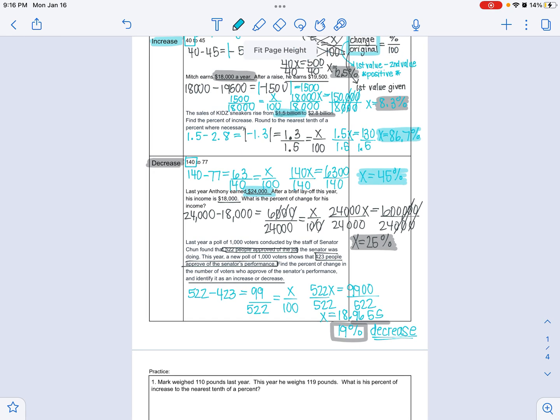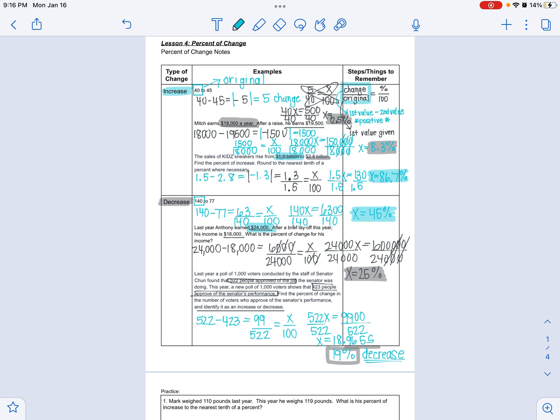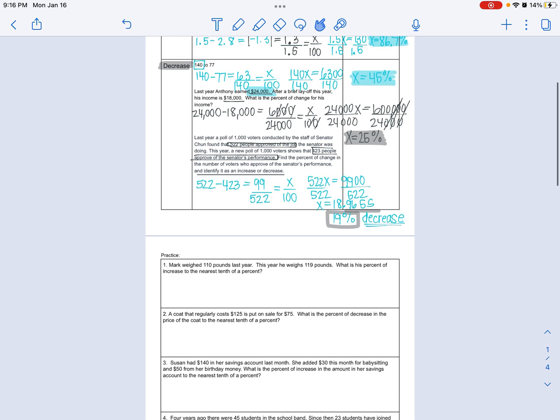Okay, so hopefully that explains the formula you're going to use. Change over original equals percent over 100, and you are able to work through the 10 practice problems below.